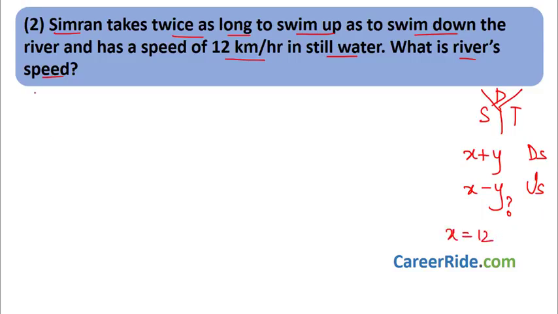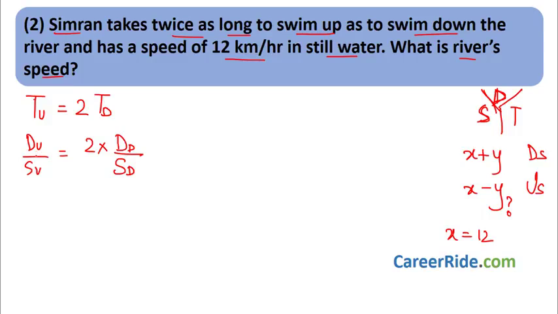Also, what have they given? Simran takes twice as long to swim up as swim down. So time while going upstream is twice the time going downstream. So let TU be the time going upstream and TD be the time going downstream. What is the formula for time? Time is nothing but distance upon speed. So upstream distance upon upstream speed is equal to 2 into downstream distance upon downstream speed. Correct?